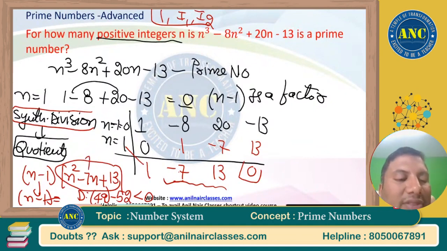The discriminant of this equation is less than 0. That means the roots are imaginary. N value 1, I am getting 0. 0 is not a prime number. For the remaining, n is giving me imaginary values. So it will not satisfy.